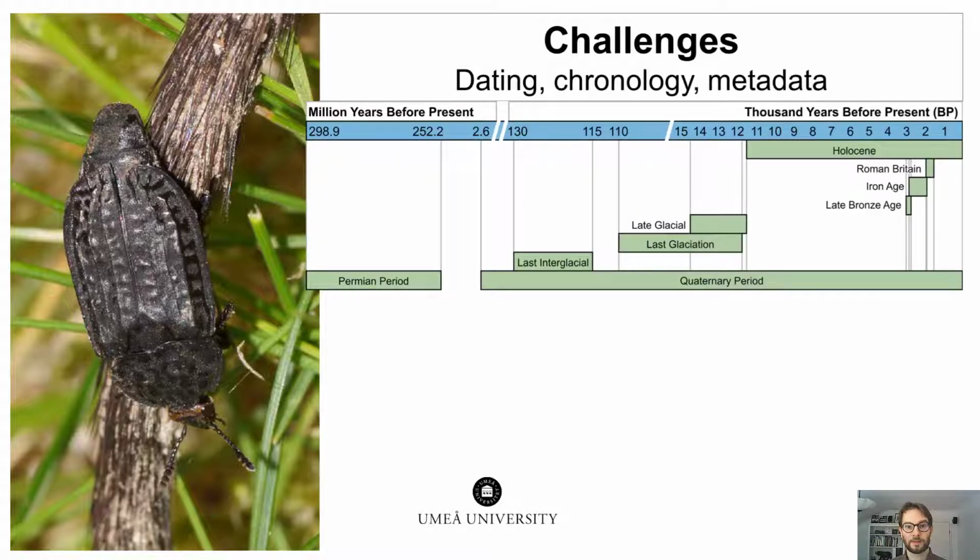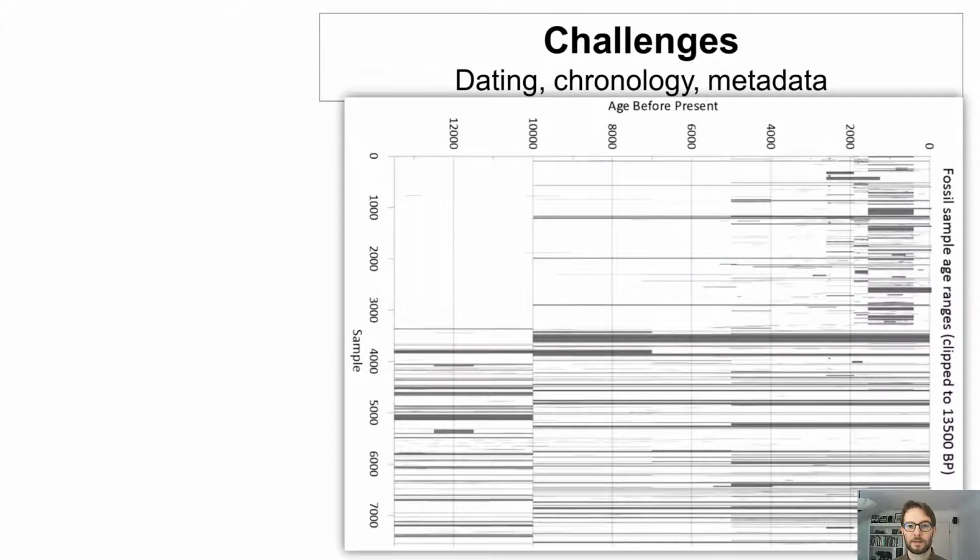Just to explain a bit more about the challenges of time, here is an example of how archaeological data can be classified into different time periods, and these time periods, depending on the dating resolution of the site, can vary from decades to thousands of years. This is a preliminary attempt to look at the range of dates given for samples in the entire insect fossil record, and you can see there's quite a lot of variation there.